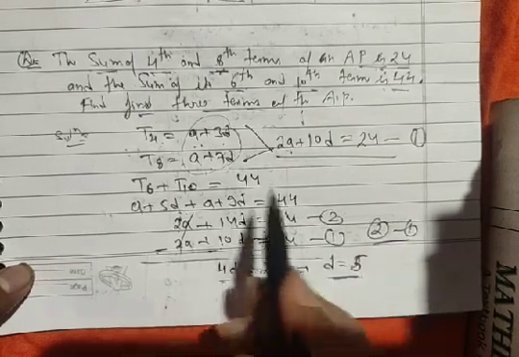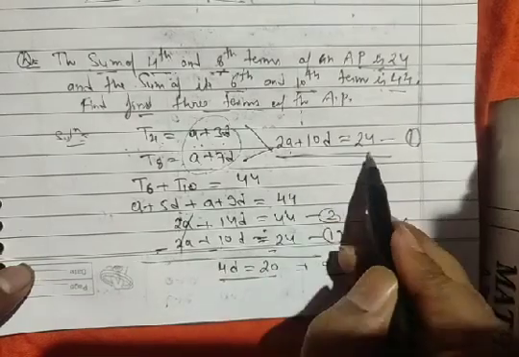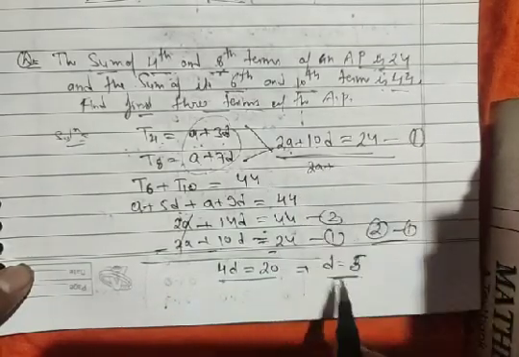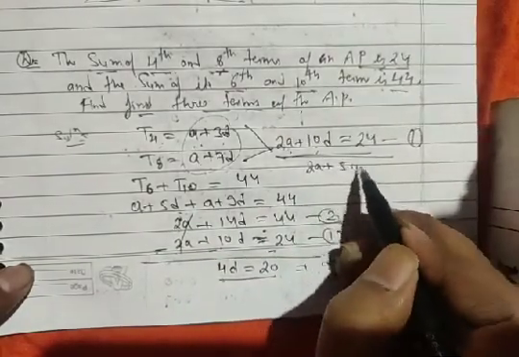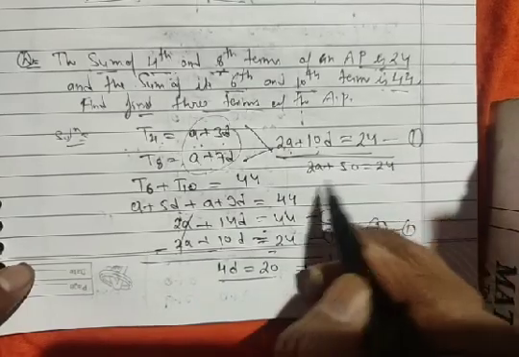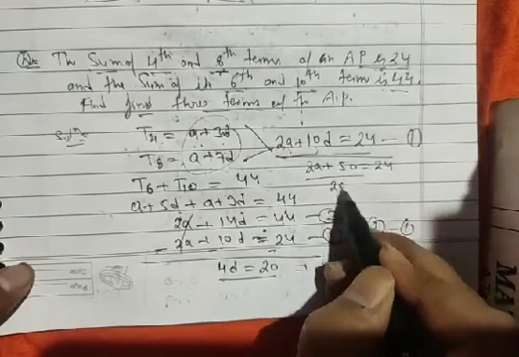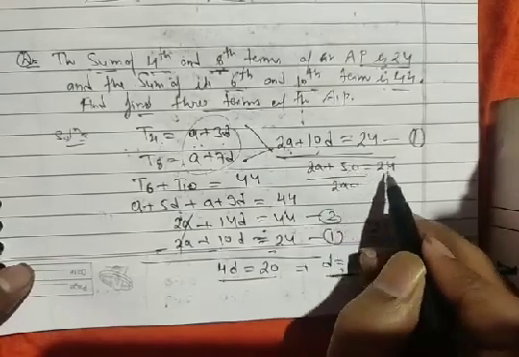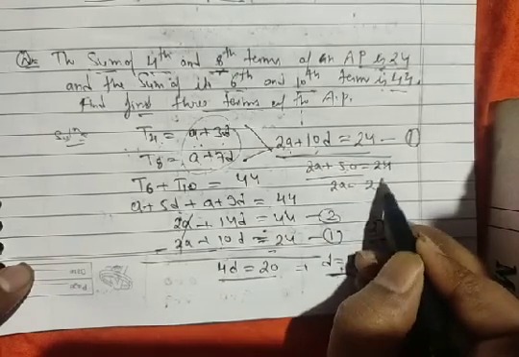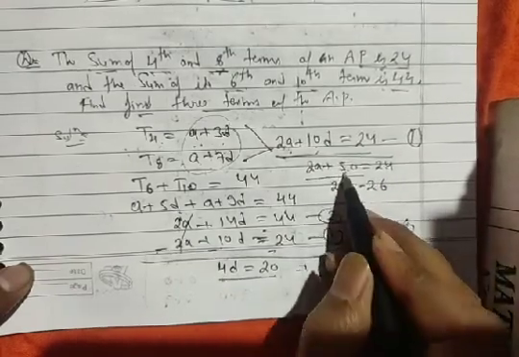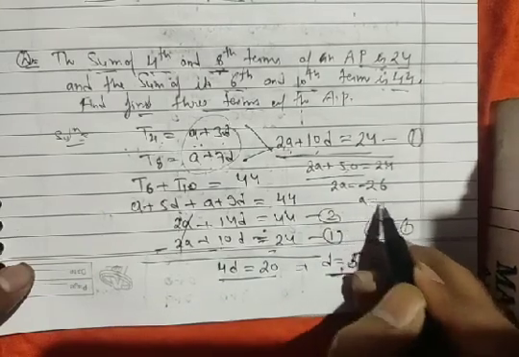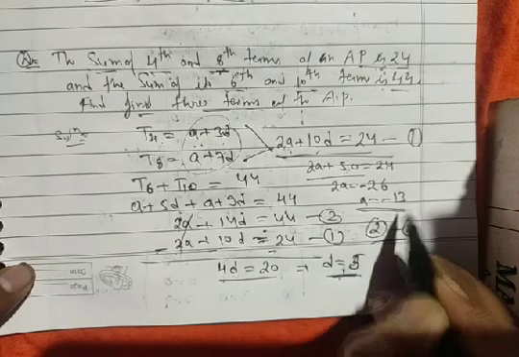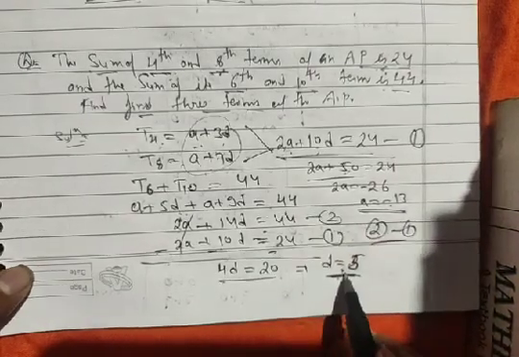Putting the value of d in any equation to get the value of a, we have 2a plus 10 times 5, so 2a plus 50 equals 24. Then 2a is equal to 24 minus 50. We get minus 26, because it's plus 50. Then the value of a is minus 13. Now we have the first term and the common difference.